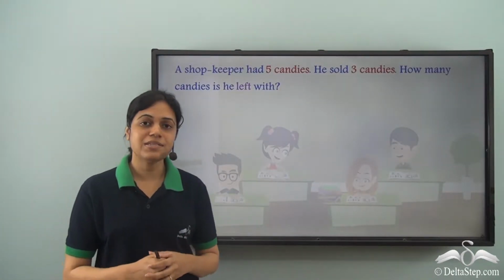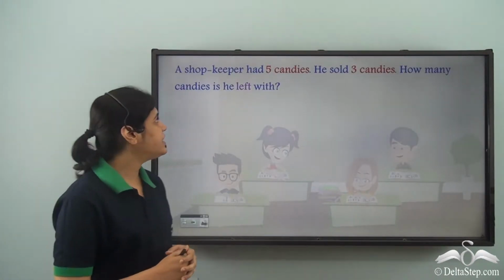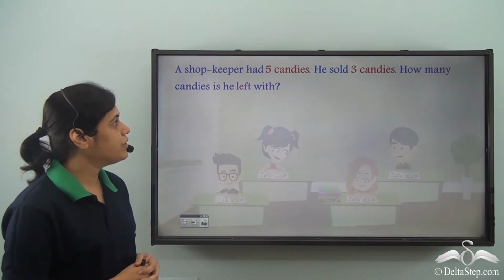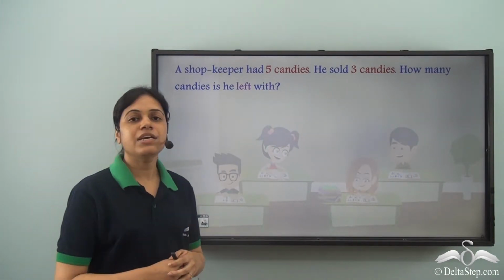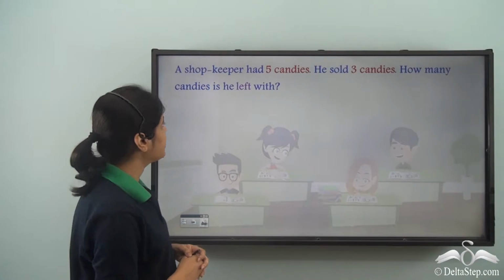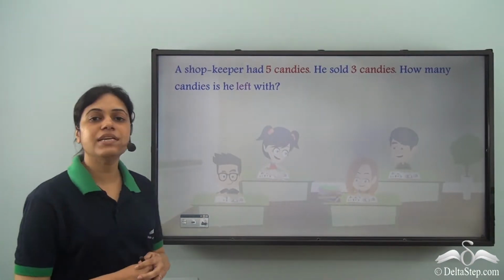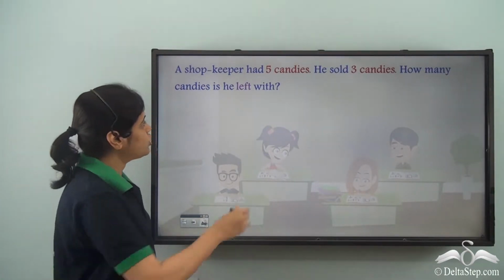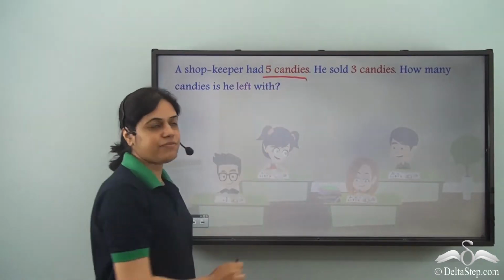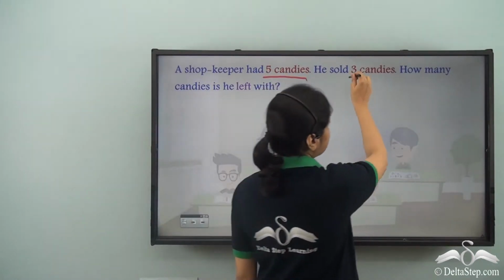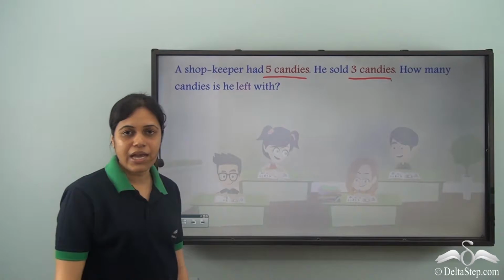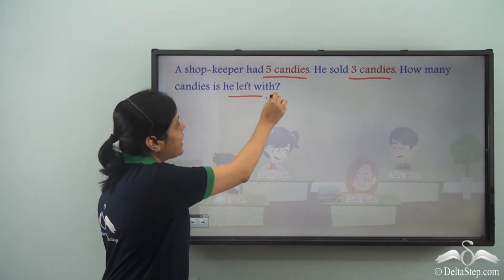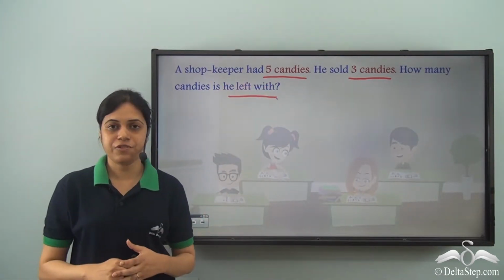So this is a word problem here. It says a shopkeeper has 5 candies. He sold 3 candies. How many candies is he left with? So the shopkeeper had 5 candies and he sold 3 candies. How many candies is he left with?